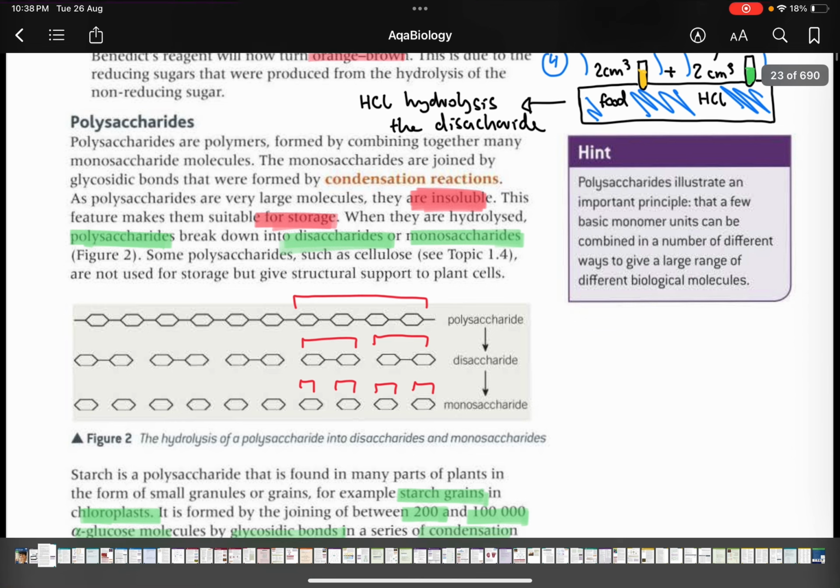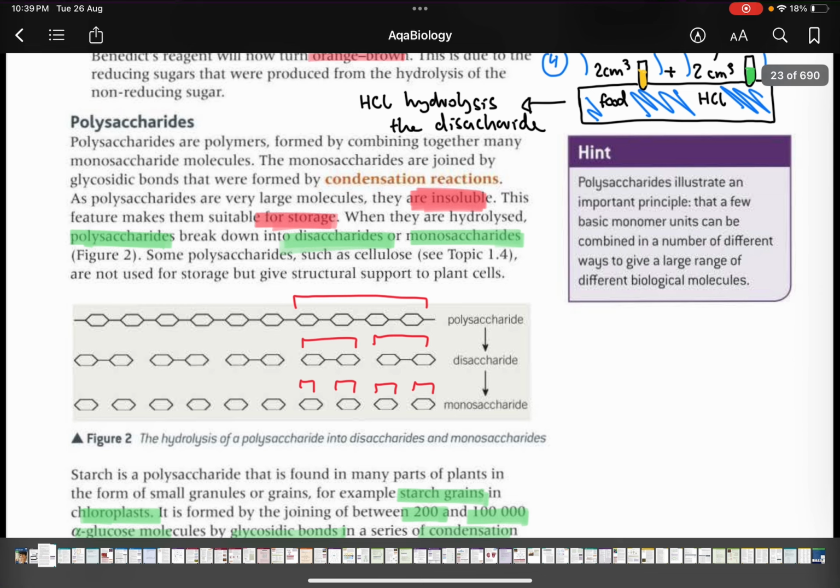So in terms of polysaccharides, we know that they're polymers, and the monosaccharides are joined to form polysaccharides as a result of condensation reactions, resulting in the loss of a water molecule as well as the formation of a glycosidic bond. Once again, I do want to reiterate this again and again because it is such a crucial and important concept that you need to grasp. Because polysaccharides are very large, they are insoluble. This feature makes them suitable for storage. And when hydrolyzed, the polysaccharides break down into disaccharides or monosaccharides.